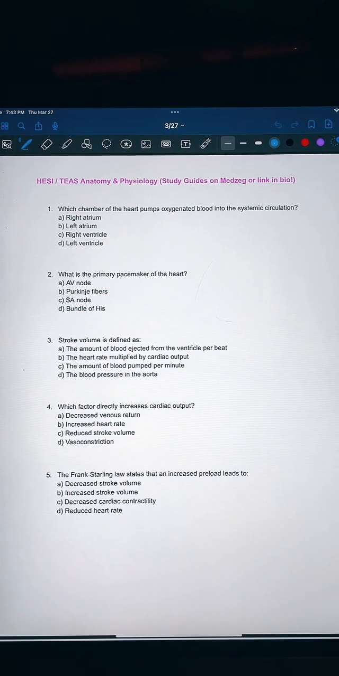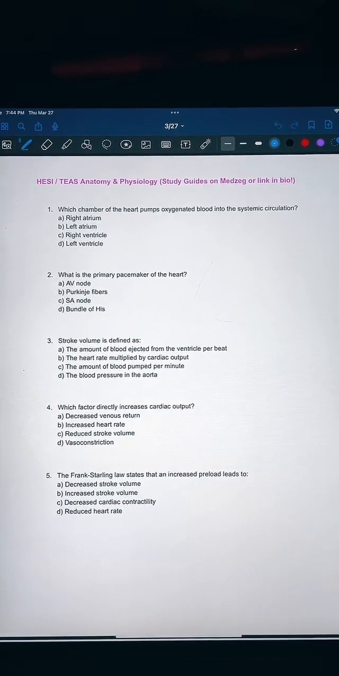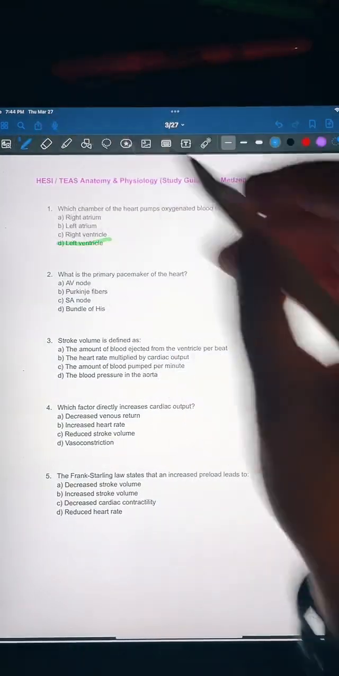We're going to go ahead and get started here with number 1. Which chamber of the heart pumps oxygenated blood into systemic circulation? Awesome, guys. It is D. It is the left ventricle.